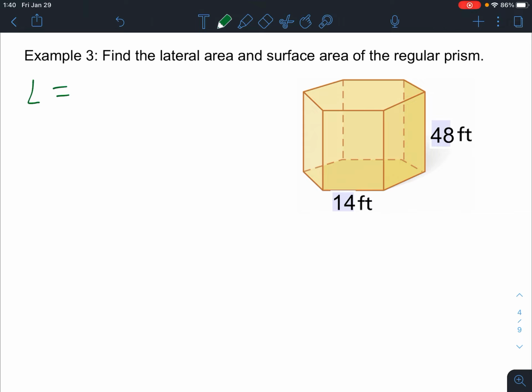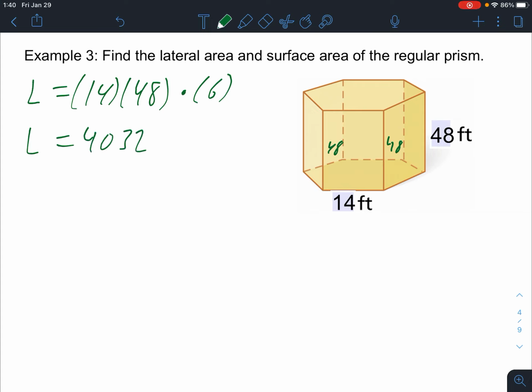So all we gotta do is find the area of one of them, and that would be the area of all of them. Okay, so all these heights must be 48, which means the area of one of these rectangles is 14 times 48. And we're gonna multiply that by 6 because there are 6 of those rectangles. So our total lateral area here would be 4,032 square feet.